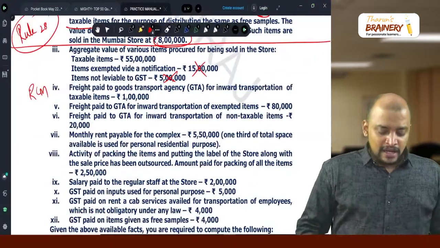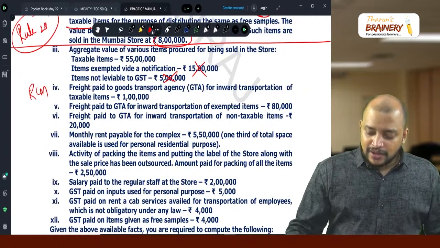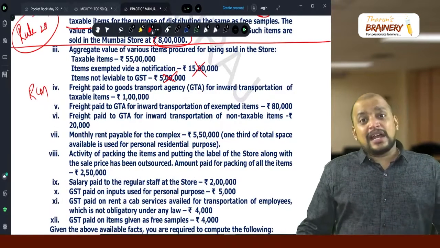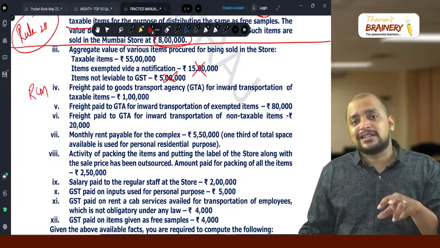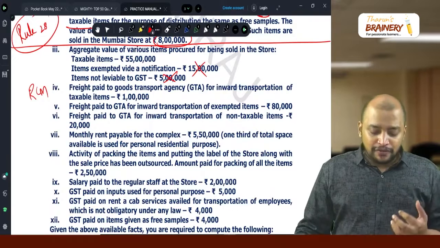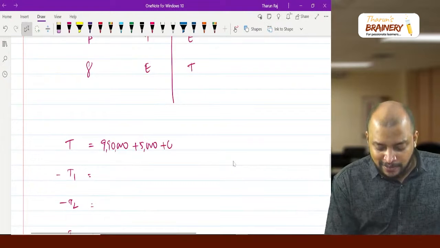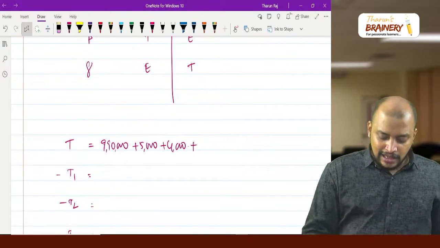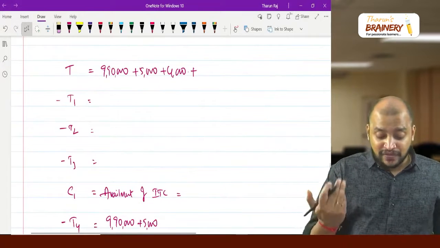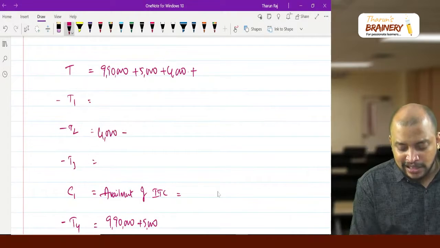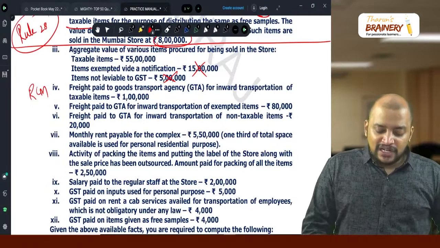Then next: freight paid to GTA for inward transportation of exempted items. So 80,000 into 5%. Sir, exempted items? See, when the goods are exempted, its transportation freight is still chargeable to GST. So 80,000 into 5%, 4,000. So that 4,000 rupees will be taken. And where will this 4,000 come? This 4,000 is inward supply used for exempted, so it will be coming in T2.